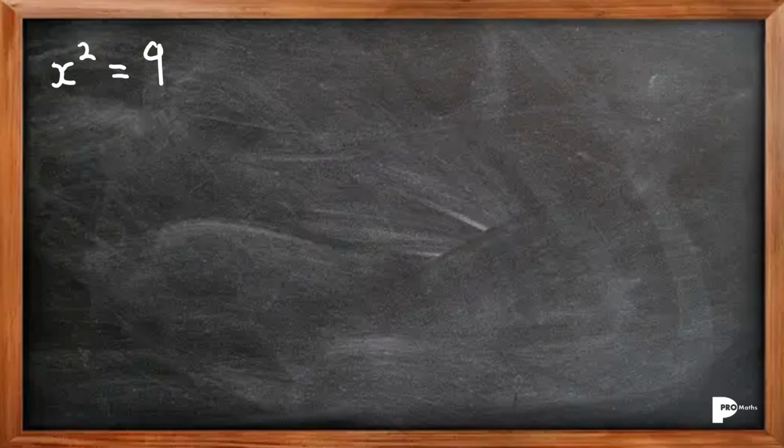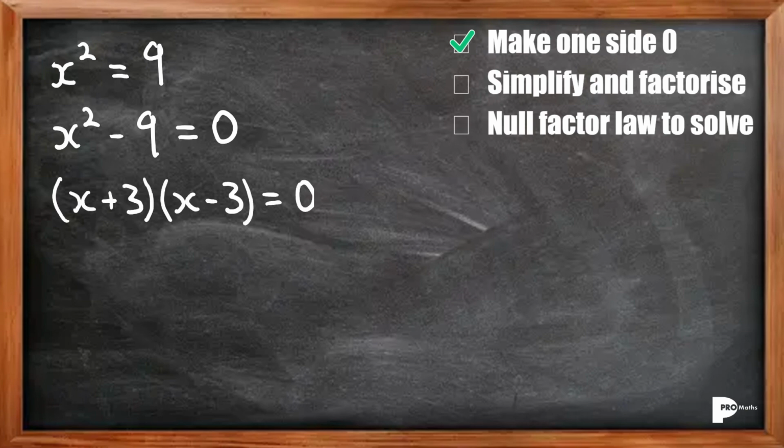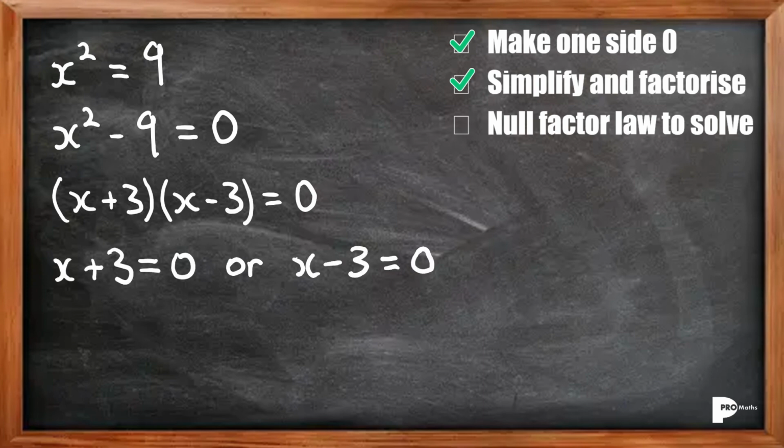Let's also solve this using the process of factorization. Make one side 0 to get x squared minus 9 equals 0. Now we factorize this using the difference of two squares. Using the null factor law, we get the same two solutions.